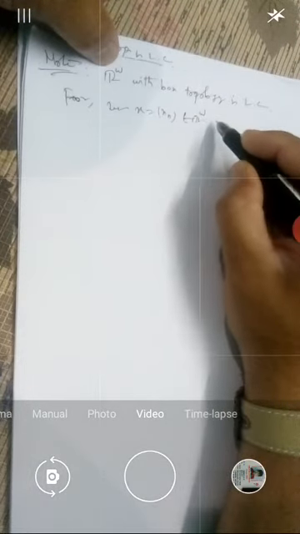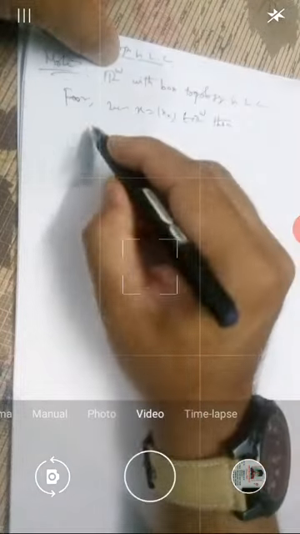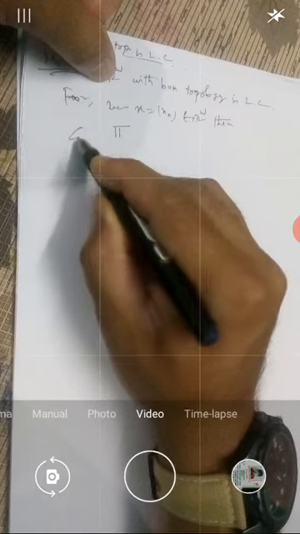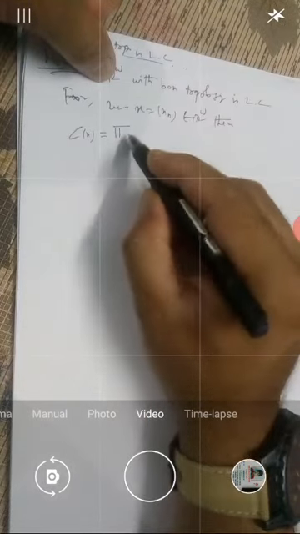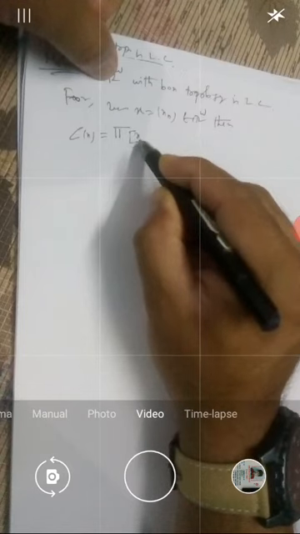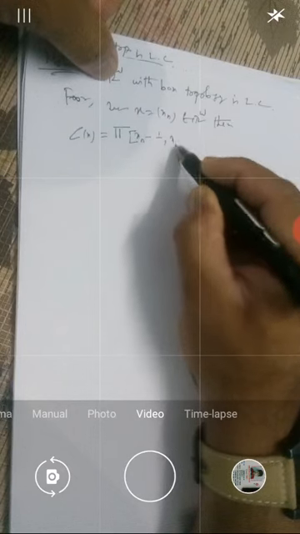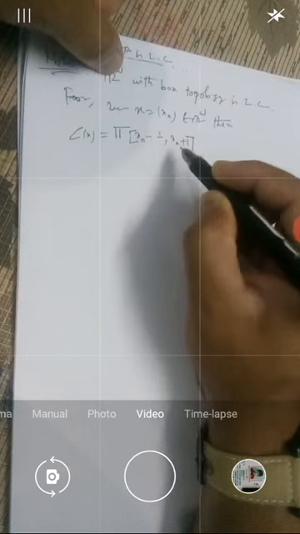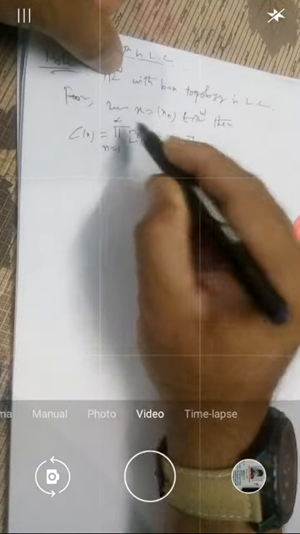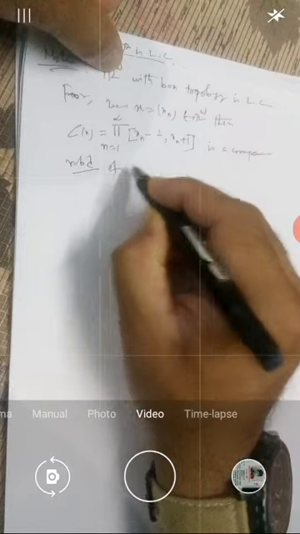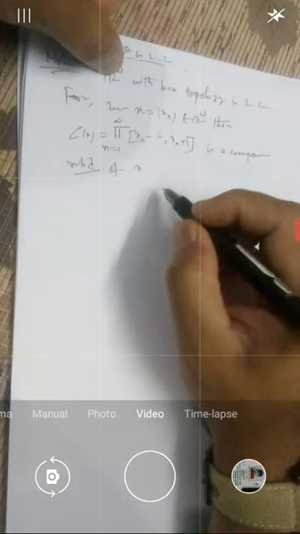Okay, then this product, this Cx equal to this product of [xn minus 1, xn plus 1], n equal to 1 to infinity. Then this is a compact neighborhood of x. Okay, this is a compact neighborhood of x.